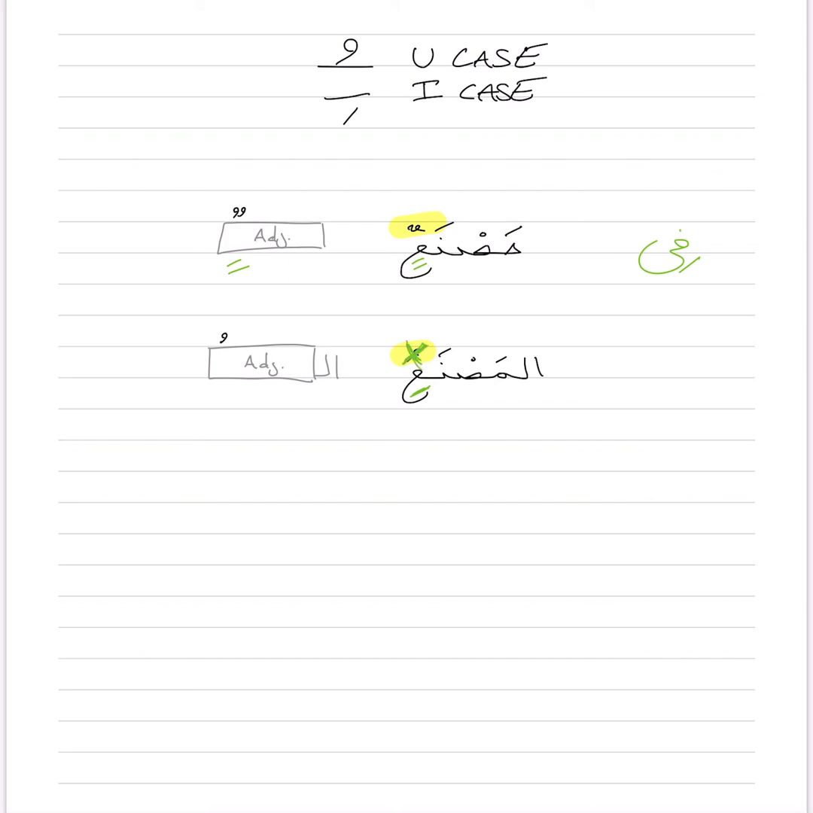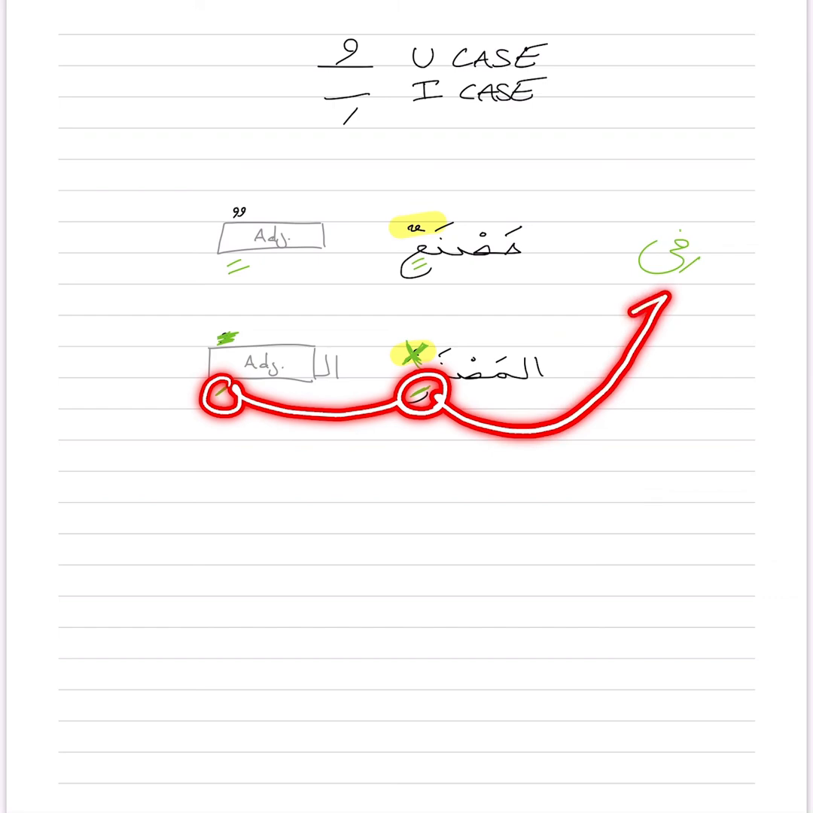And its adjective will also copy along, yeah? So, the adjective is in the I case because the word it's describing is in the I case. Al-masna'u is in the I case because it's preceded by a preposition.